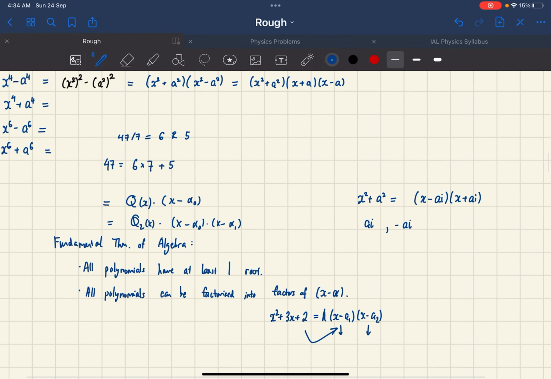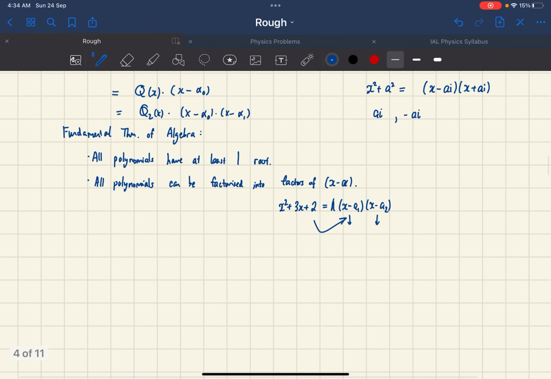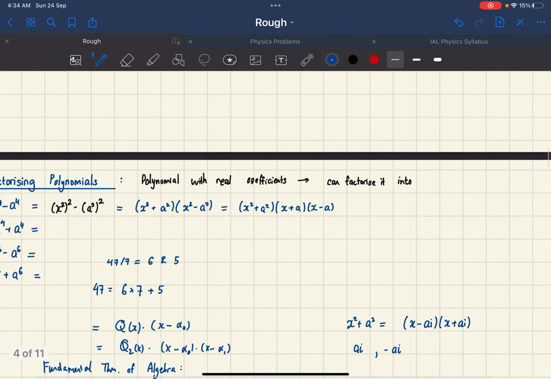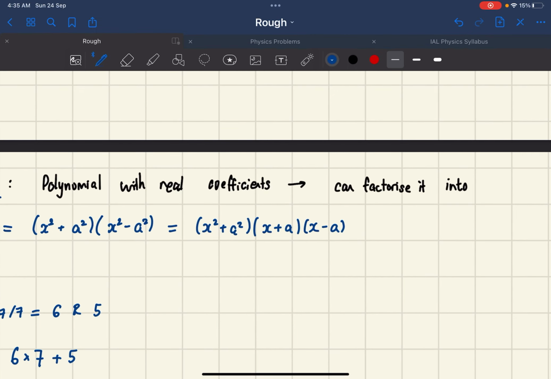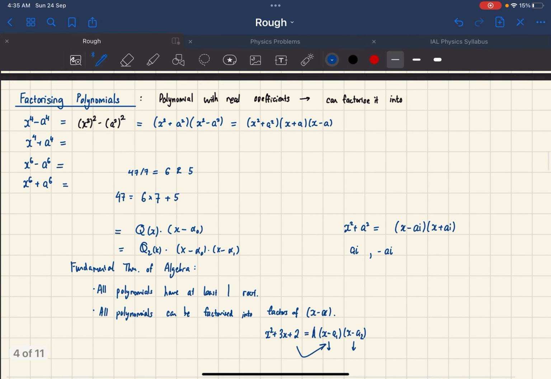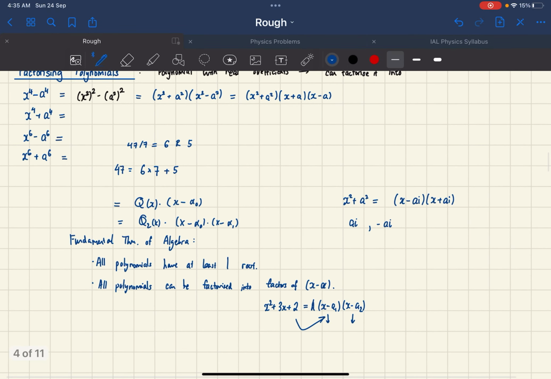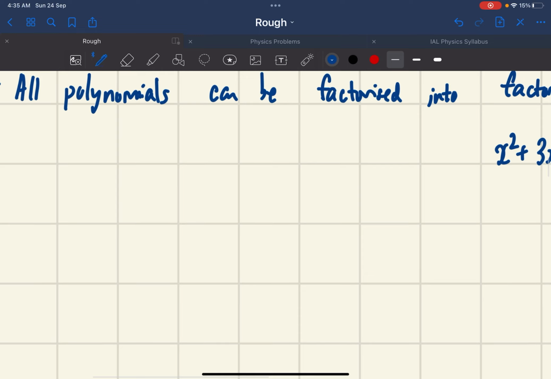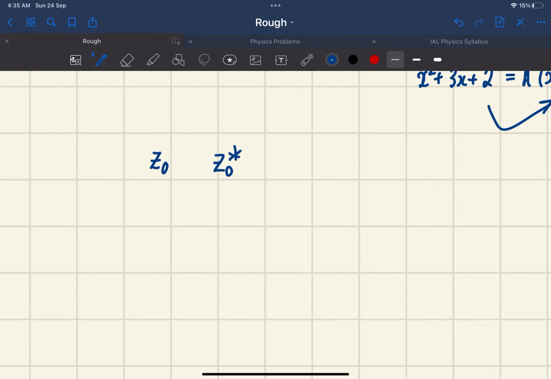So that is a theorem. Finally, here though, if we have a polynomial with real coefficients, complex roots come in conjugates. So if z0 is a root, then the conjugate is also a root.